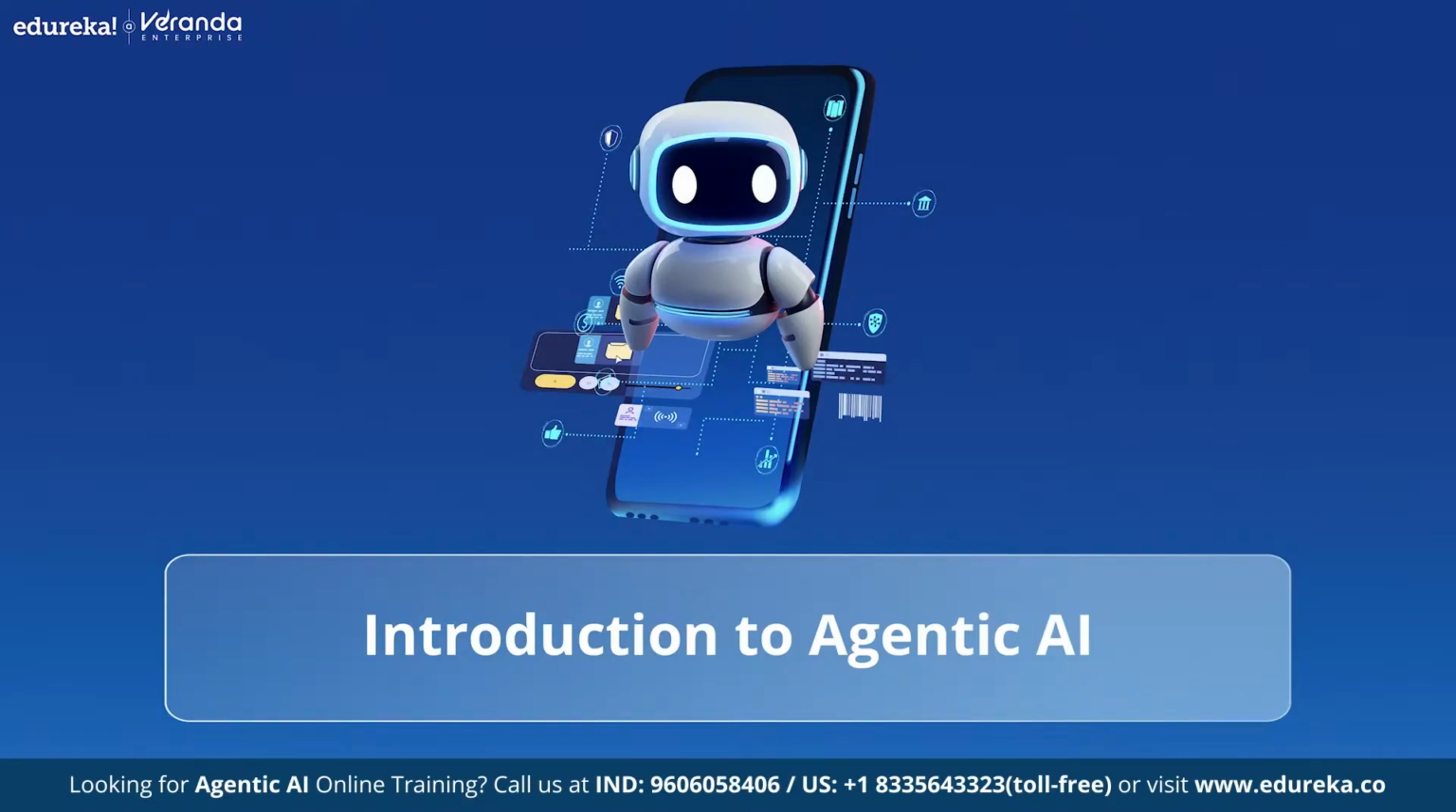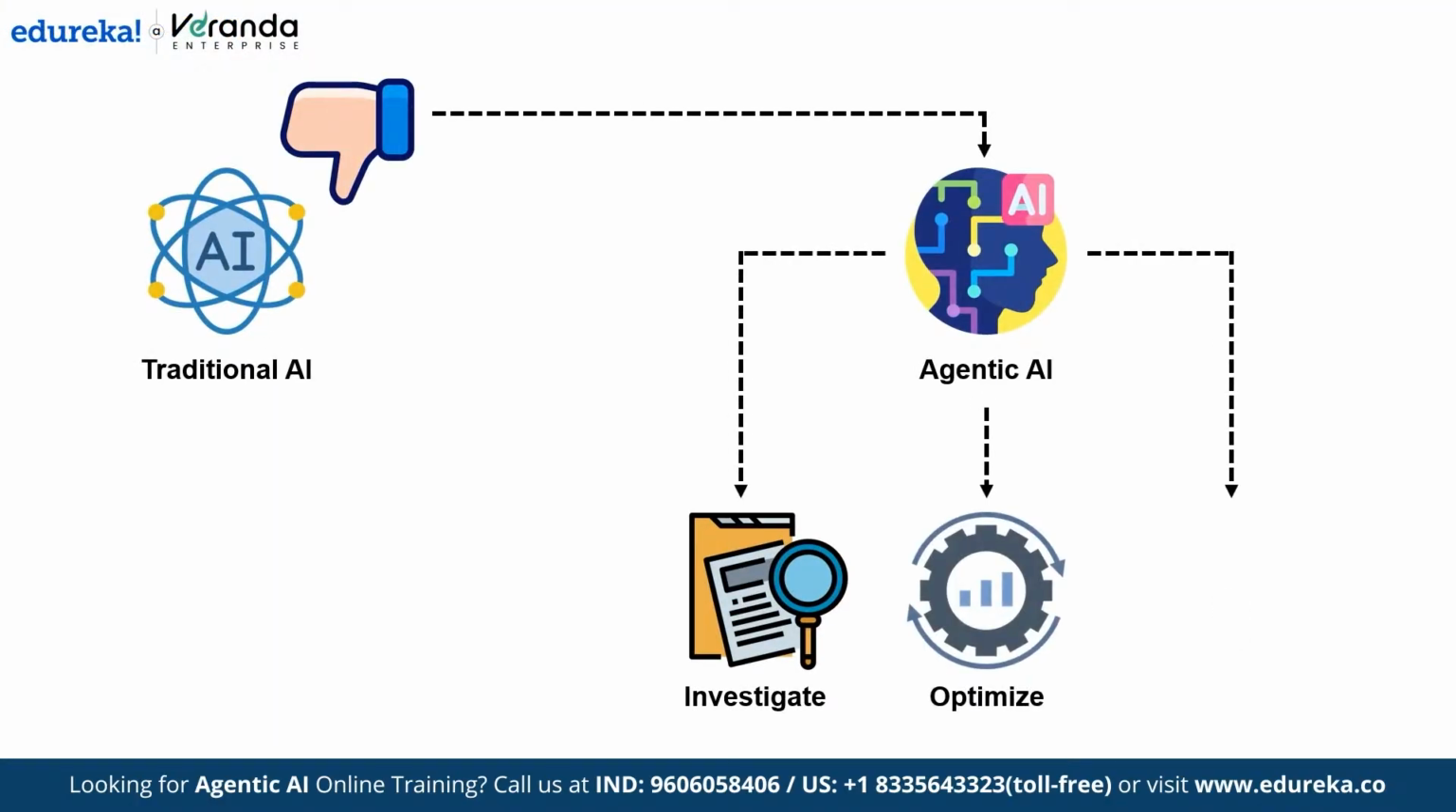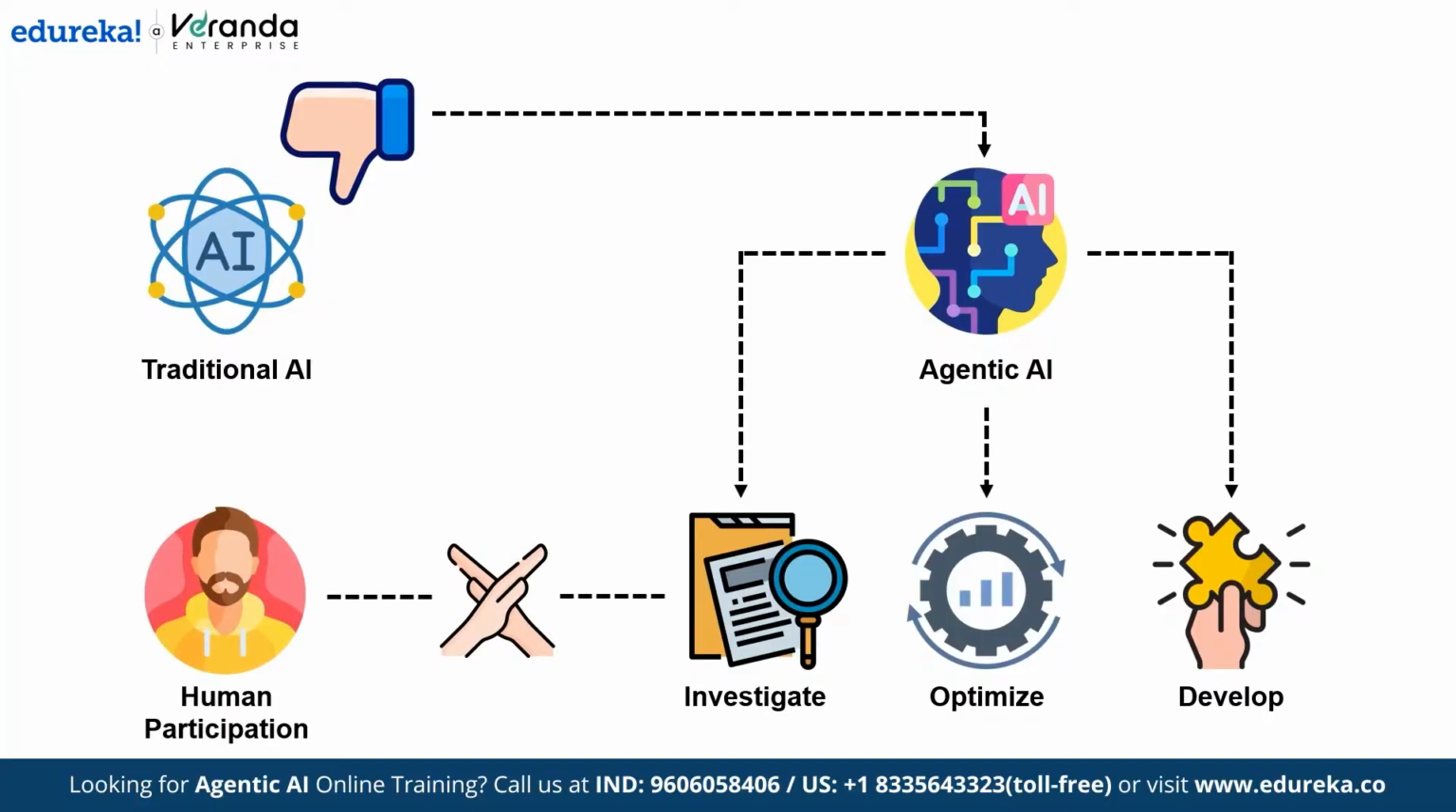So let's start with the foundation. What exactly is Agentic AI and why is everyone suddenly talking about it? Let's break it down. Agentic AI is transforming industries by allowing machines to learn, adapt, and evolve independently, similar to live organisms. Unlike traditional AI, these intelligent agents investigate, optimize, and develop solutions over time without requiring direct human participation.